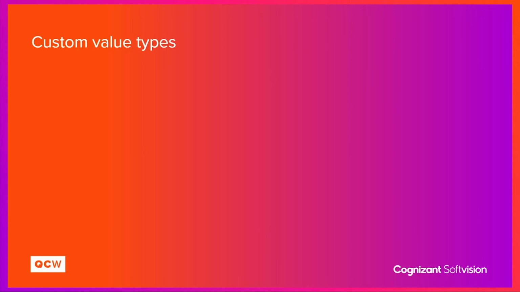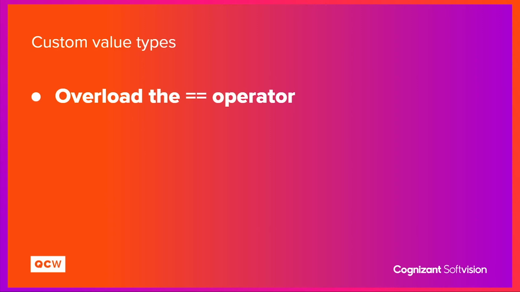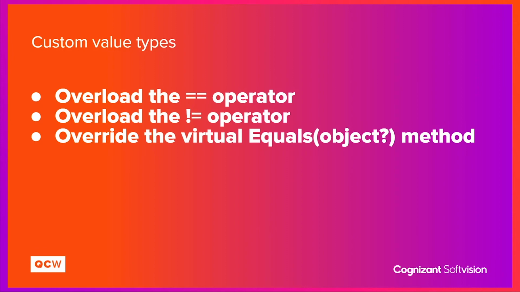Every time you define a custom value type, especially if you don't know who is going to consume it, you should define what the double equals operator does. C# requires that if you overload the double equals operator, you should also override the inequality operator. Also, to avoid the performance penalty incurred by reflection, you should override the virtual equals method. However, equals takes an object, so you still have a small penalty for boxing.